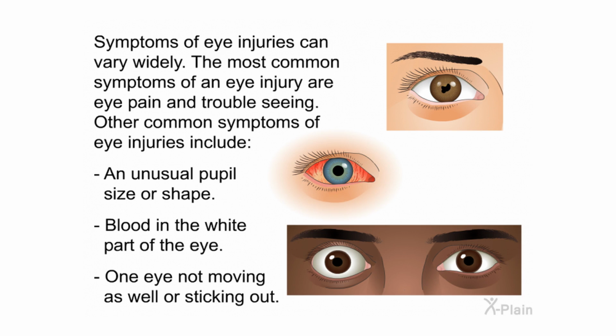Symptoms of eye injuries can vary widely. The most common symptoms of an eye injury are eye pain and trouble seeing. Other common symptoms of eye injuries include an unusual pupil size or shape, blood in the white part of the eye, one eye not moving as well or sticking out.